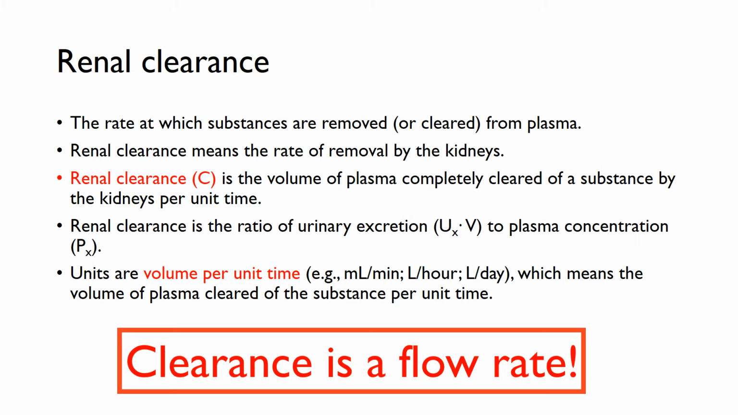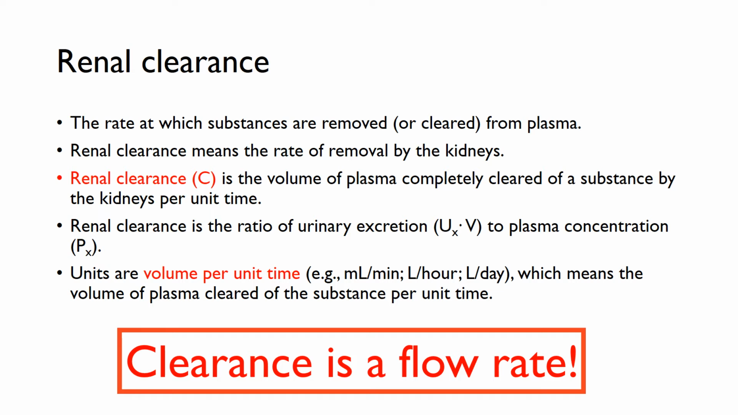So now that you know the urine excretion rate, we can start talking about this concept called renal clearance. Clearance means the rate at which substances are removed, aka cleared, from the blood or plasma. Renal clearance means this is the rate at which something is removed by the kidneys.